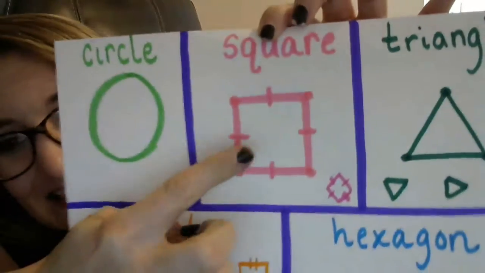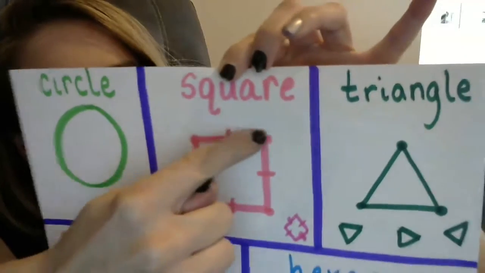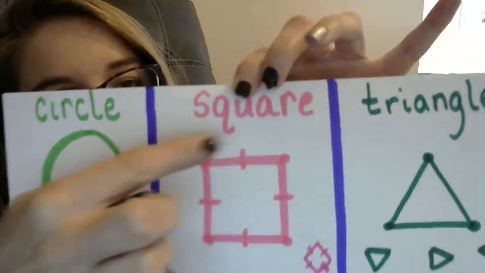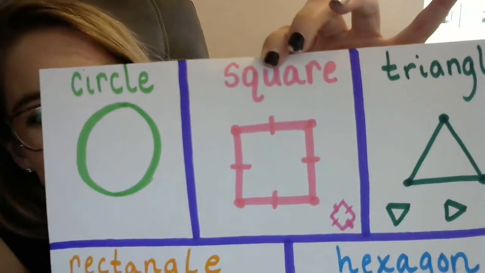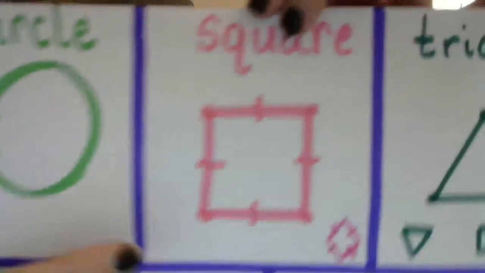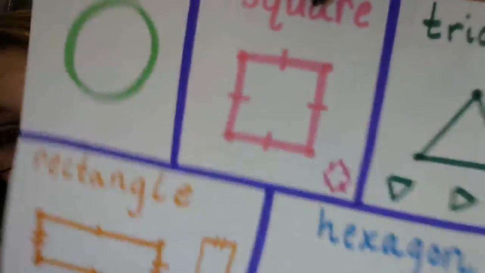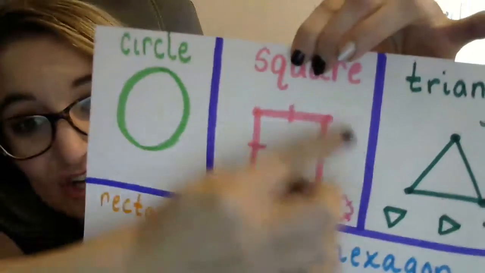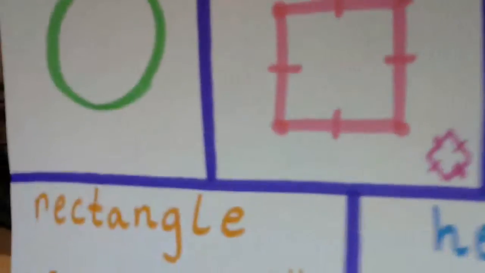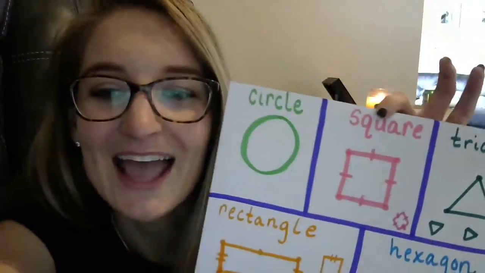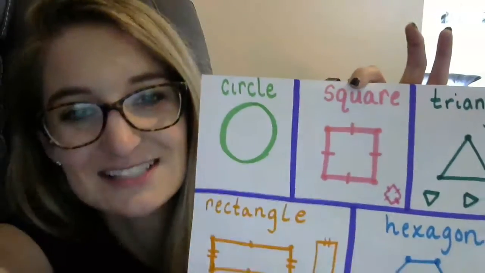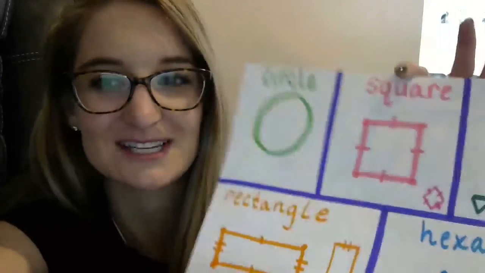A square is the next one, and it has 4 straight lines that are all the same length and 4 vertices. Now, if you see a square and it is tilted on the side or any other direction rather than just straight, it's still a square. So they might try and trick you and put one that kind of looks like a rhombus or a diamond, and that's okay because it's still a square. It has 4 sides that are all the same length and 4 vertices.